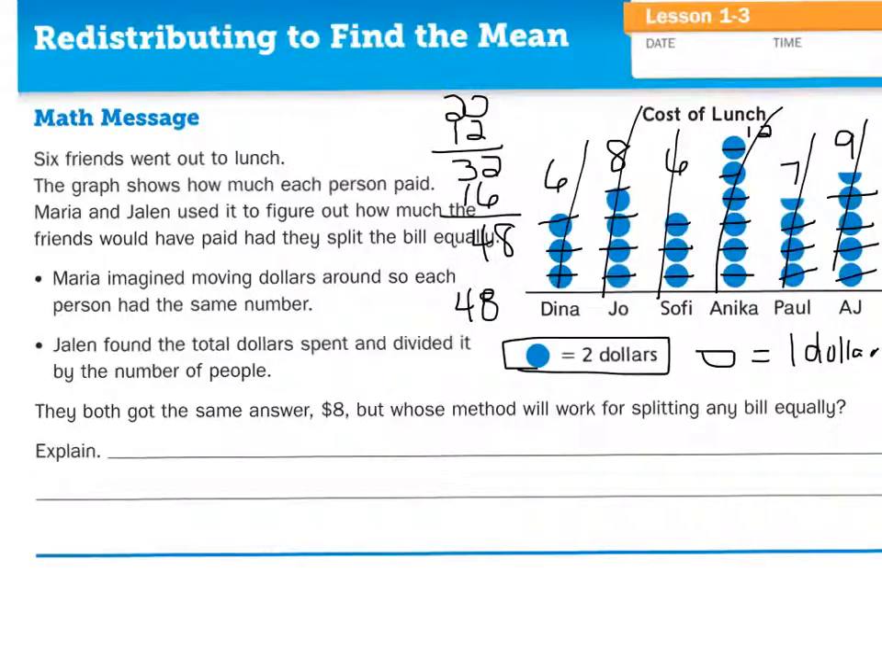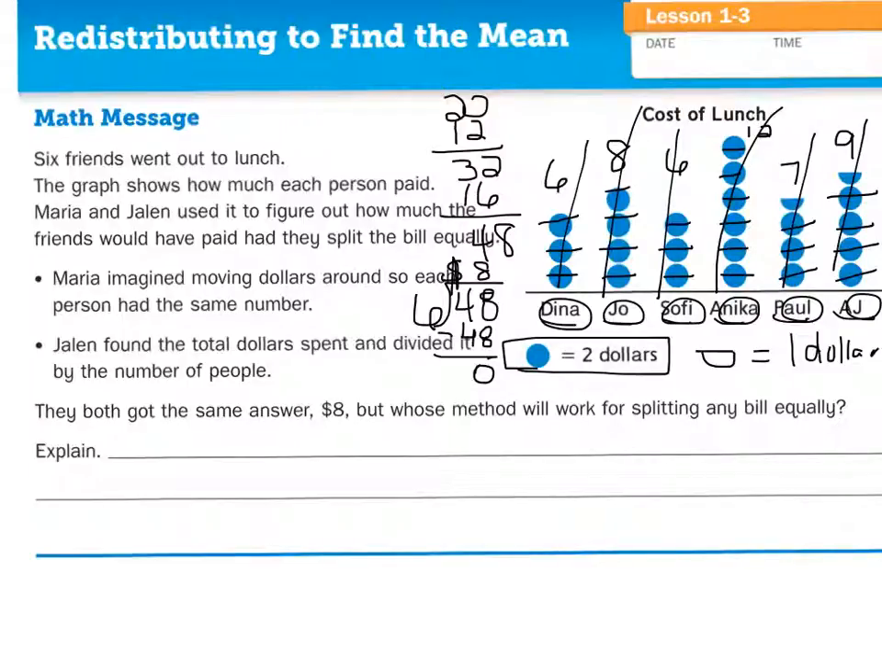Now we need to find out how much each person pays in order to split that bill up evenly. So we know we're going to have to come up with 8 here somehow, but let's work out the logistics of how to come up with that 8. So now we need to look at how many friends there are that went to lunch. So we have 1, 2, 3, 4, 5, 6. So we're going to take the total bill and divide that by 6. And we know that 6 times 8 is 48. So that's how Jalen got $8 each.